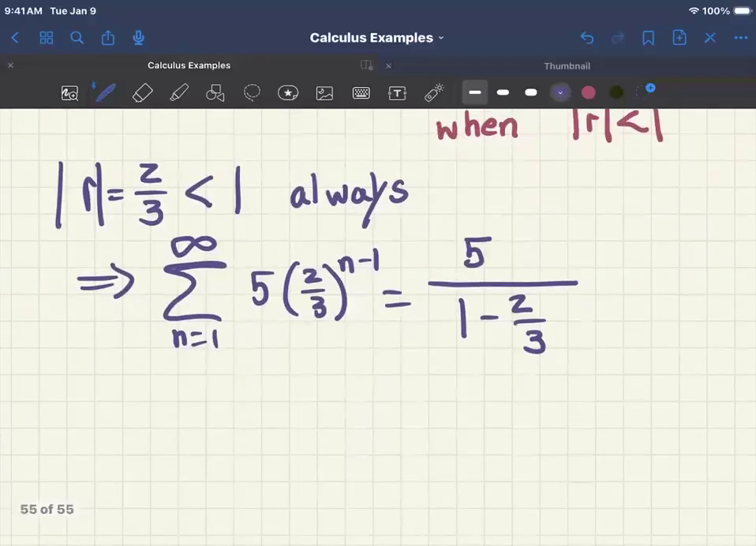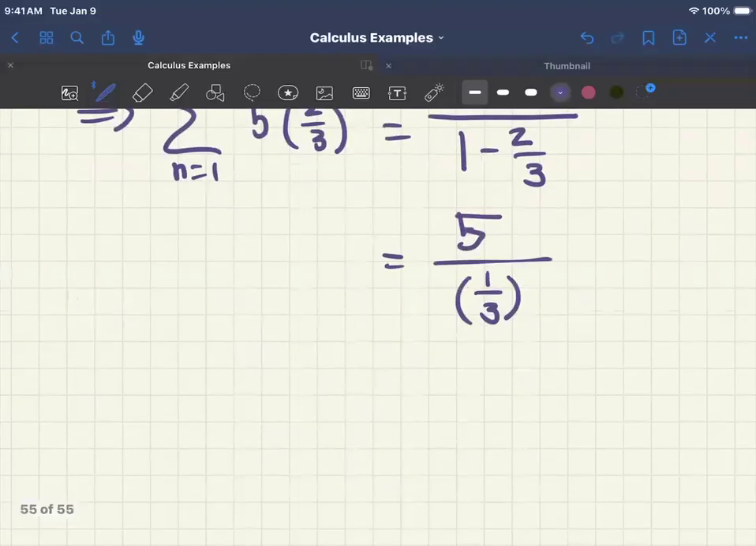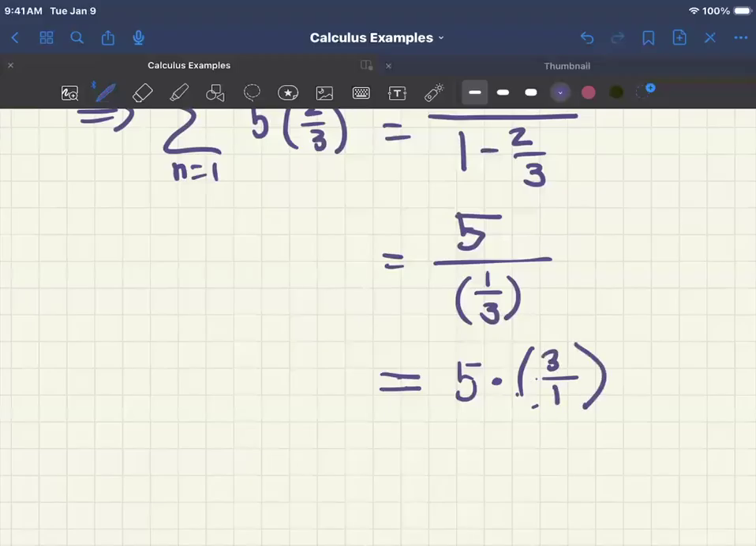Now you can probably leave it here, but it is nice to actually clean this up a little bit because this one is an easy one to clean up. 1 minus 2/3 is 1/3. And when you have a fraction on the bottom, remember we can take it and flip it and multiply it on the top. And 5 times 3 is going to be 15.